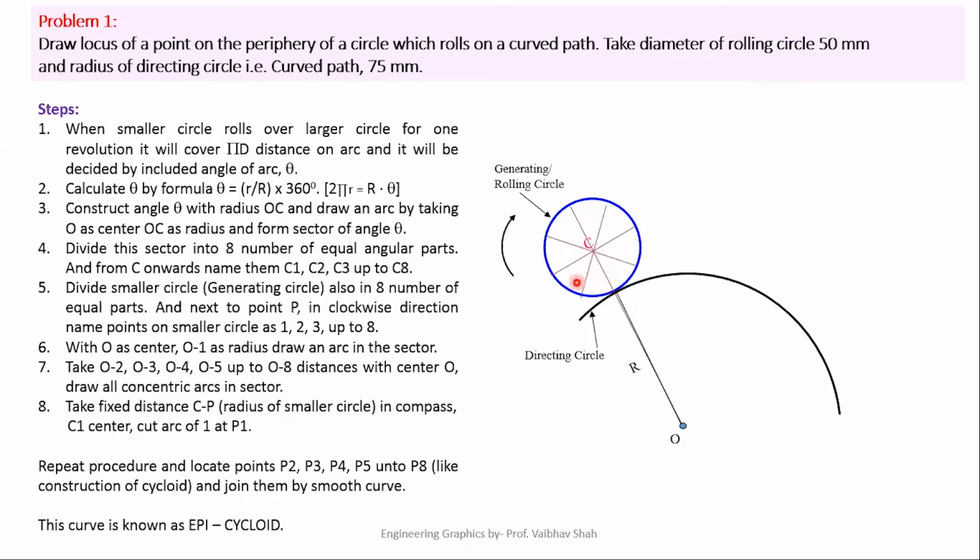After this line, we have to draw one line at 90 degree to this line. And after that, we have to draw 45 degree to this line. We'll be having this line. And similarly, we have to draw 45 degree to this line. We'll be having one another line. So we have divided this portion into a total of 8 parts.